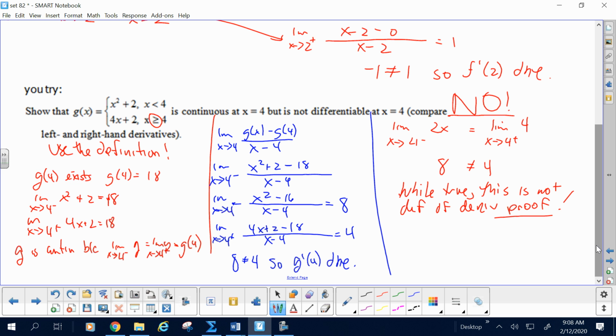Is that clear? Okay, the definition of the derivative work here is very valuable, especially in terms of preparing for the AP test. They hit the definition of the derivative on all these different kind of angles, and it's good to have a good solid foundation.